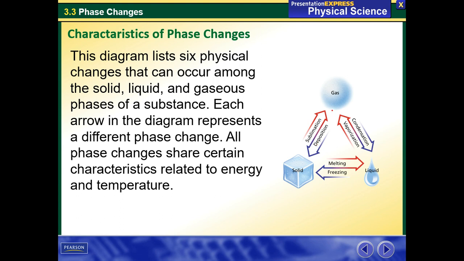One thing I like to point out is the arrow is going to show which phase that they're going between. So if something is undergoing sublimation, it's turning from a solid into a gas. If something's undergoing condensation, it's going from a gas into a liquid. And if it is freezing, it's going from a liquid into a solid.